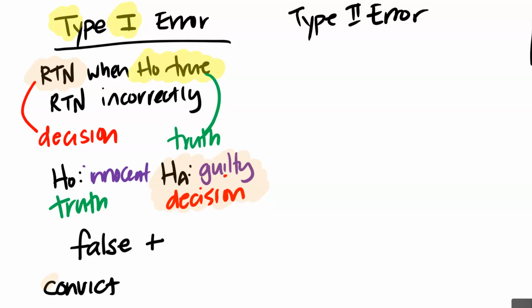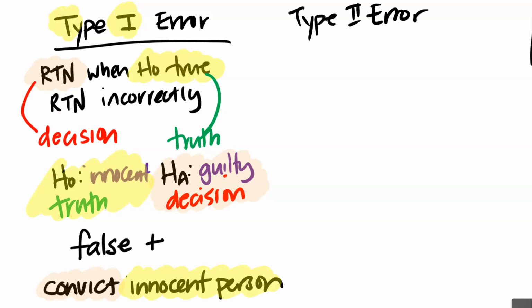So there's my decision piece of this. And then we need to come back and say, well, what was actually going on? In this case, the truth was the person was innocent. So we're going to convict an innocent person. So there's our truth. So we need two pieces.